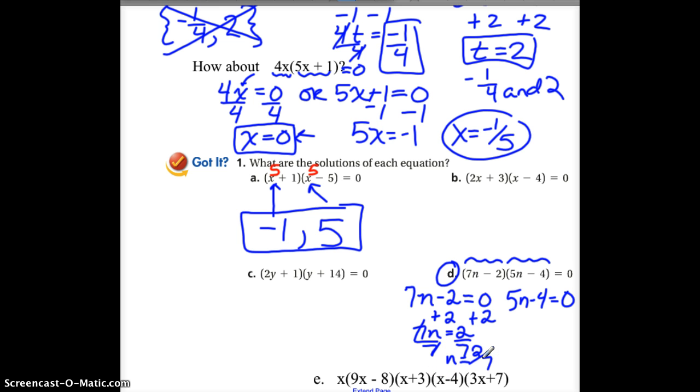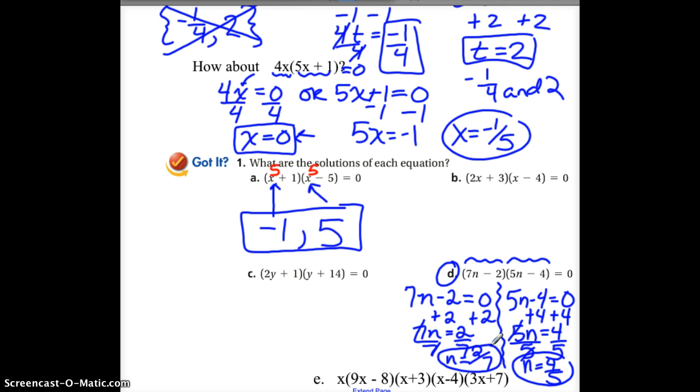That is one solution. Equivalently, over on the right-hand side, I'd add 4 to undo the subtraction, and I'd get 5n is equal to 4. To undo the multiplication, I would divide, leaving me with n is equal to 4/5. So I have, again, 2 solutions.